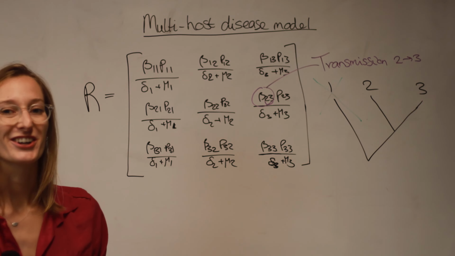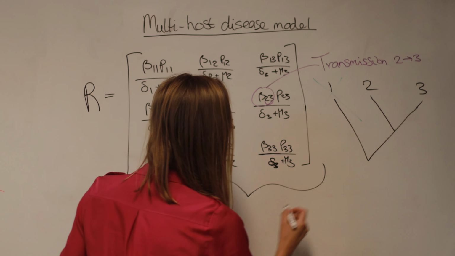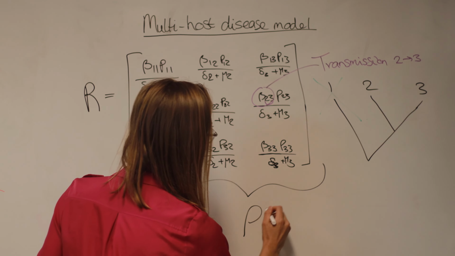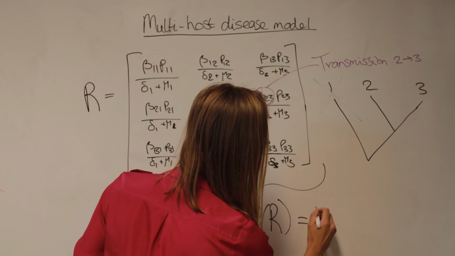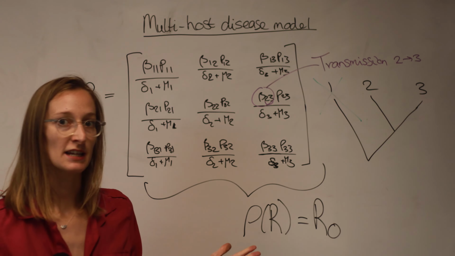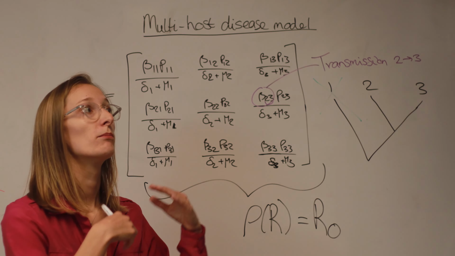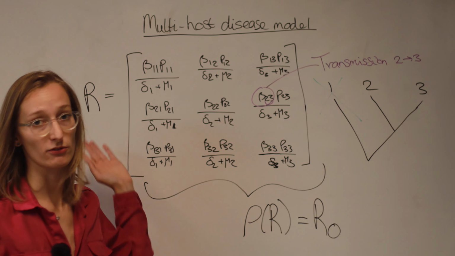Maybe people remember the R0, which was very often named in the news when we had our big pandemic. Basically, this model will also give us the R0 by getting the maximum eigenvalue. That will give us the R0, the potential of the disease to spread amongst multiple species. So in this case, amongst 3 species.